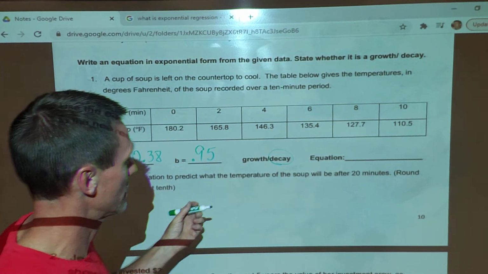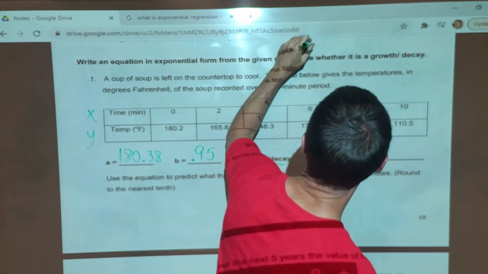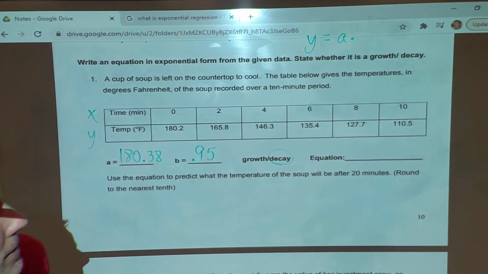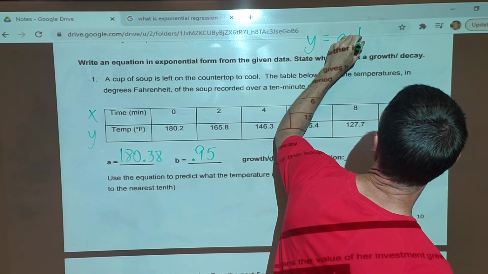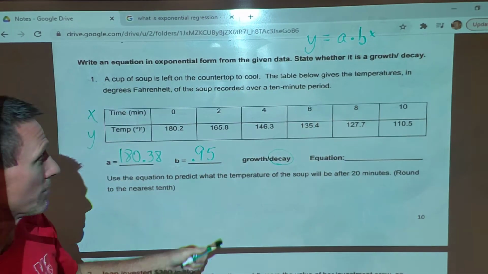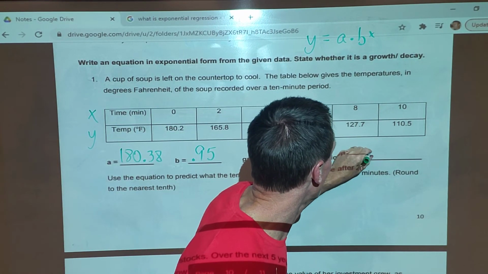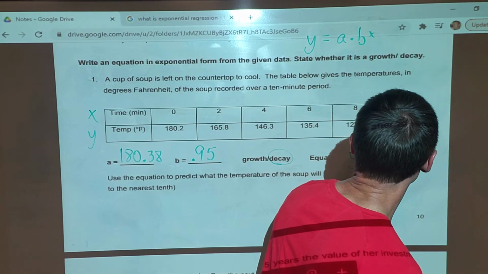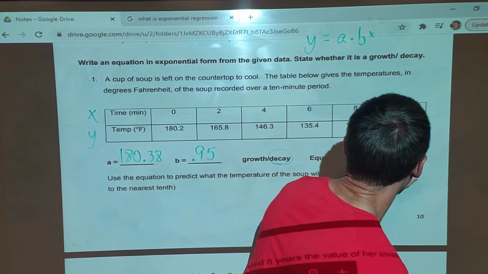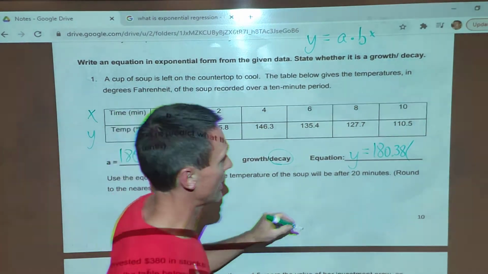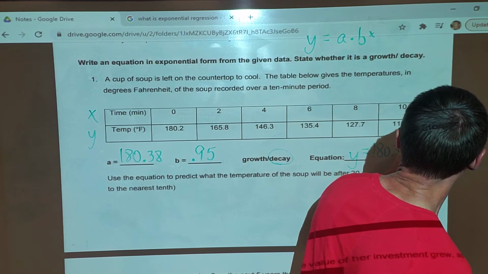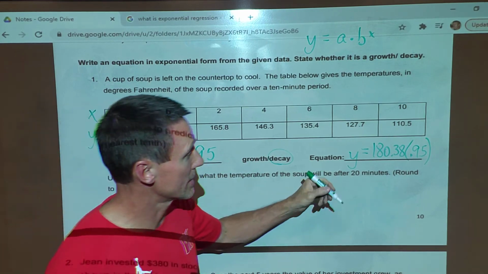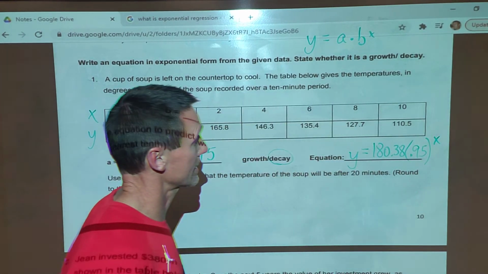In my equation, again, we're writing in this form. So y equals A, I don't know if you can see that or not, hopefully, times B to the power of x. So my equation is y equals 180.38, parentheses 0.95. So we're multiplying 0.95 times the 180.38, and my exponent is always x on these problems.